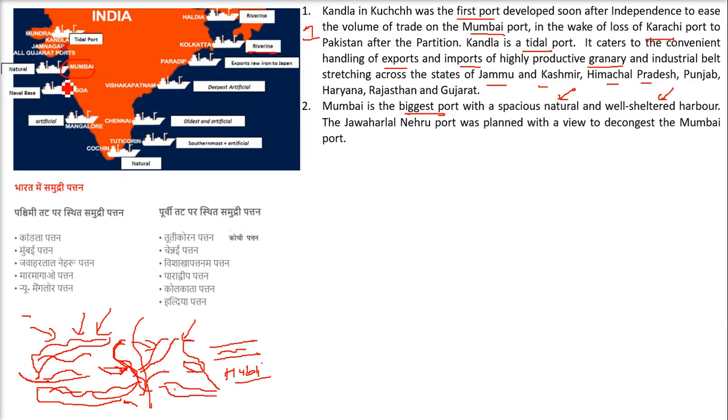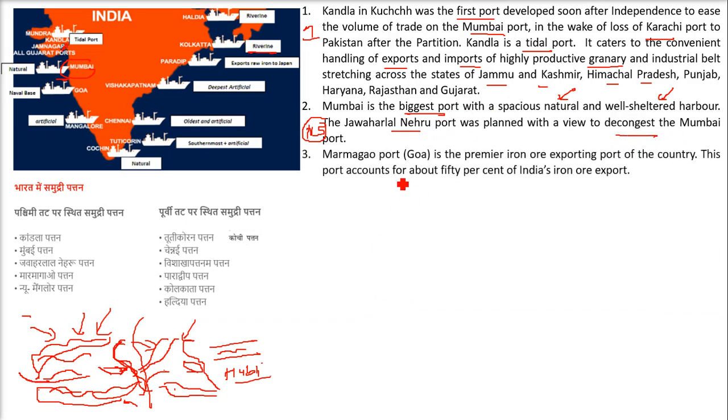It's a Mahanagar. So a port was being made here at Nhava Sheva. The place is called Nhava Sheva, and this port is to again ease out the volume of trade on Mumbai port, and this port was called Jawaharlal Nehru port. Jawaharlal Nehru port was specially made to decongest the Mumbai port.